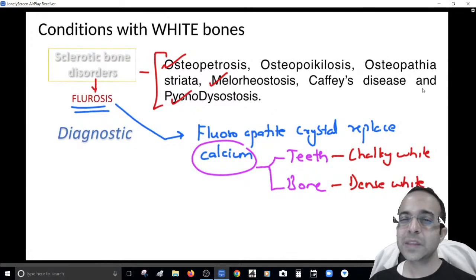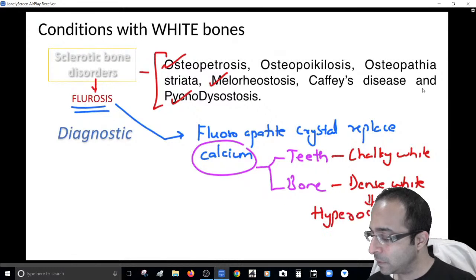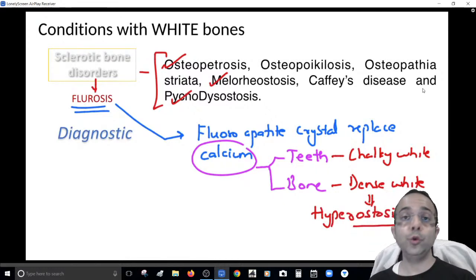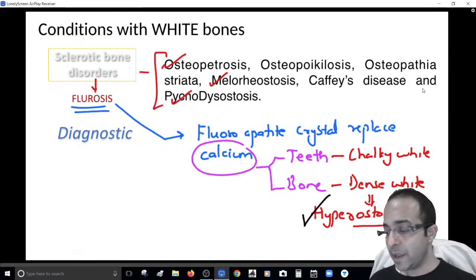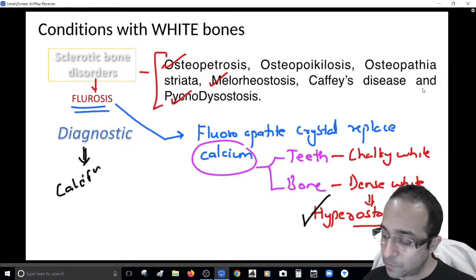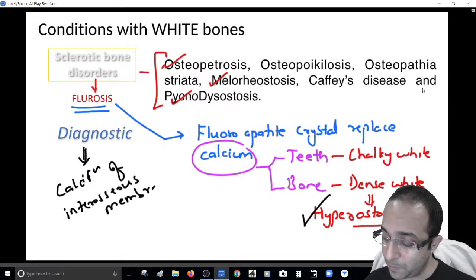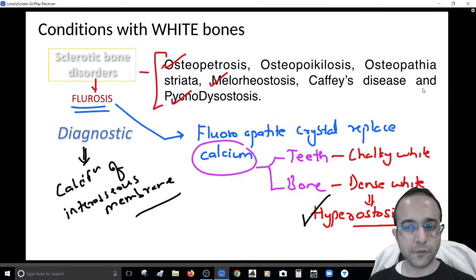Clear with it? And yes, an important point. These dense white bones in fluorosis classically show you hyperostosis. Hyperostosis means calcification at the attachment points of ligaments and tendons. So that's exactly what we mean by hyperostosis. And diagnostic in cases of fluorosis, calcification of the interosseous membrane. Even the interosseous membrane gets so calcified and becomes white. So that is diagnostic, that is sclerosis.